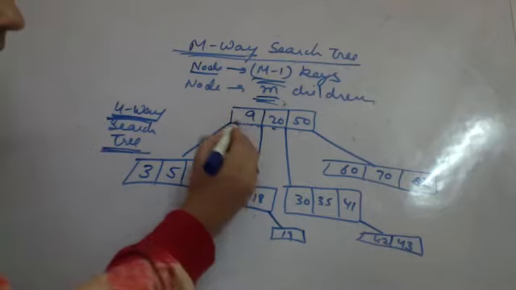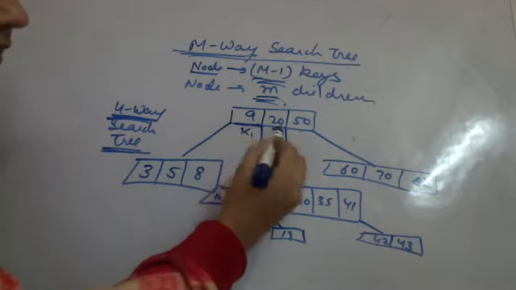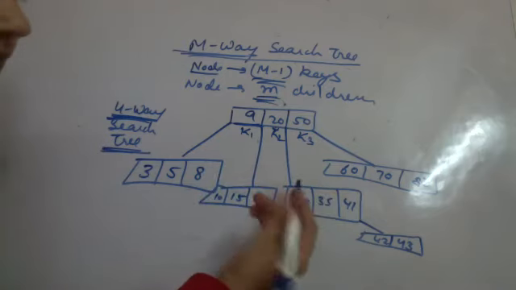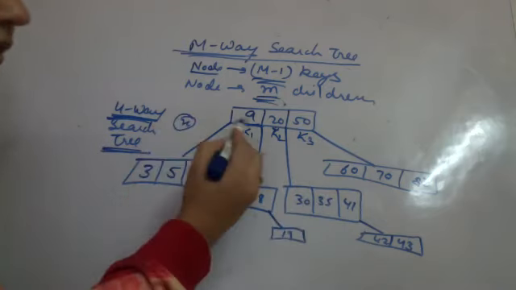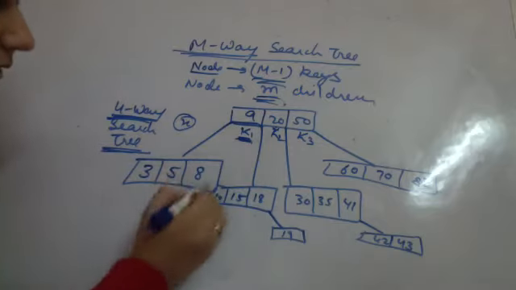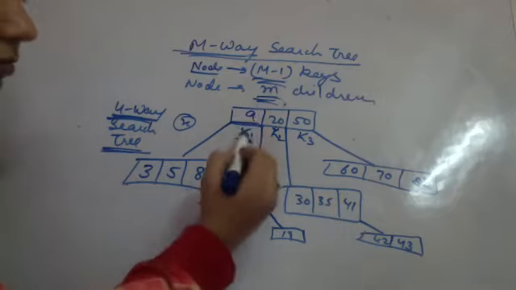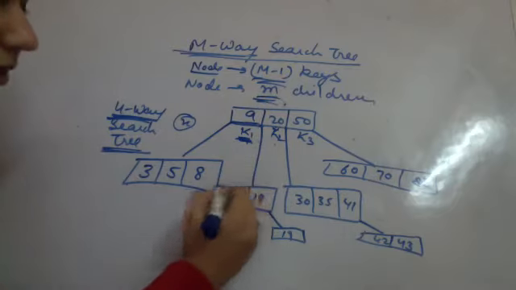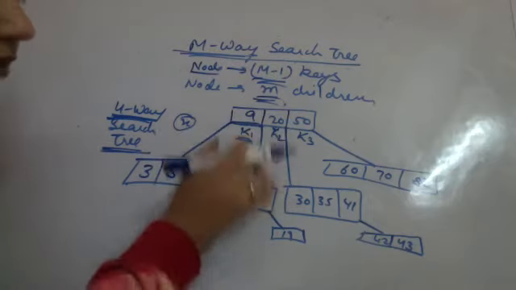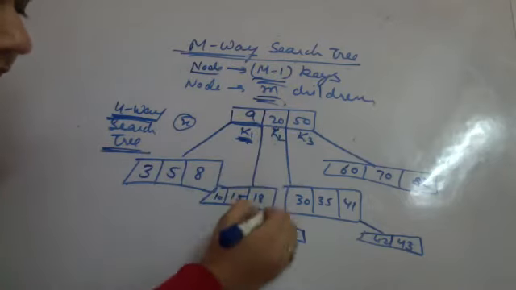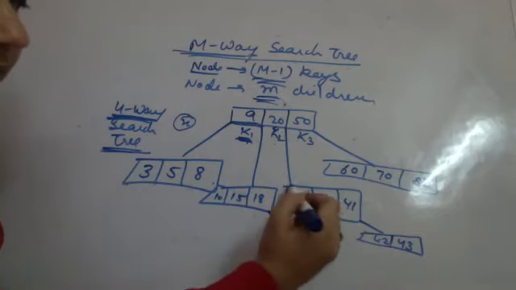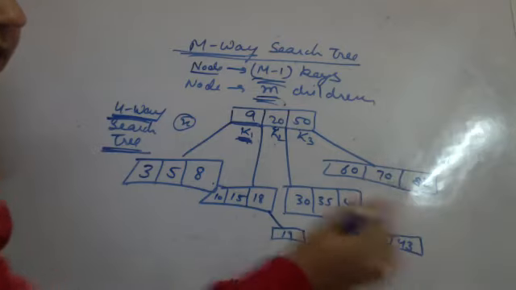So if I am having a node, this is supposedly key 1, key 2 and key 3. So how do I search an element? Supposedly I want to search some x. So I check, is x less than key 1? If it is less than key 1, I will be searching in this child. If it is between key 1 and key 2, I will be searching in this child. If it is equal to anything, then it is found. If it is between k2 and k3, I will search here. If it is greater than k3, I will be searching in this part.